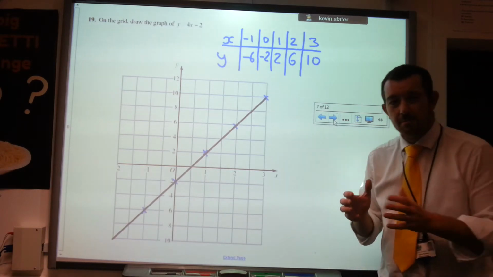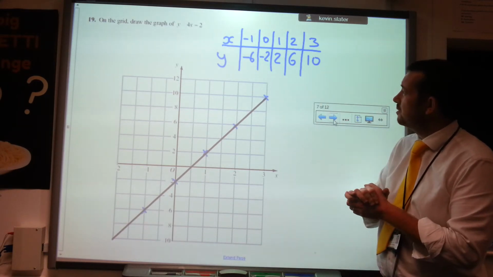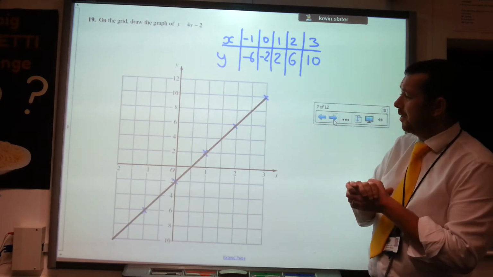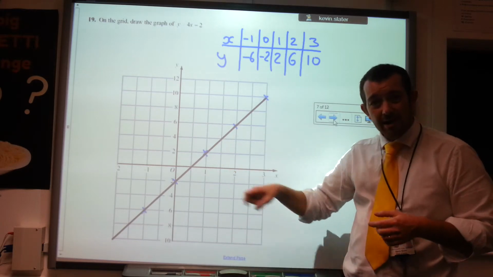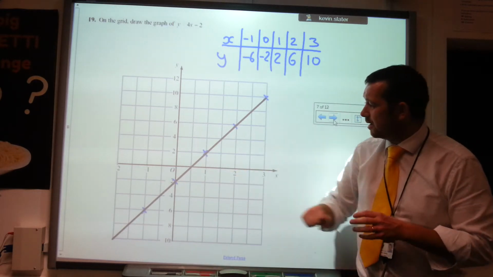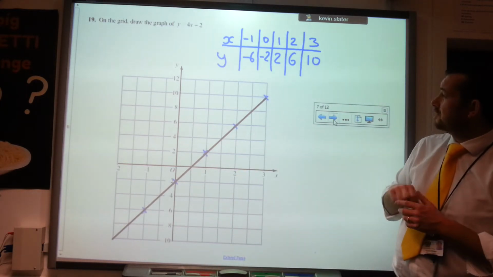Okay, so now I've got the answers here. So this is the answer to the first one. So you should have had a grid that looks something like this. But it doesn't matter what your numbers were here, as long as your line ended up looking like this, crossing there at minus 2. So that was the first one.